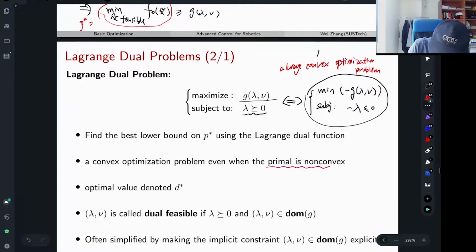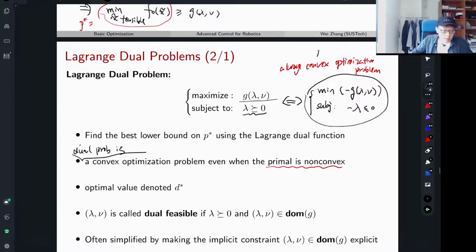Yes, even when the primal is non-convex, the dual problem is a convex optimization problem. So the optimal value is, let's call it D star. That means if you maximize this, you try to find the largest g value, which we call D star.